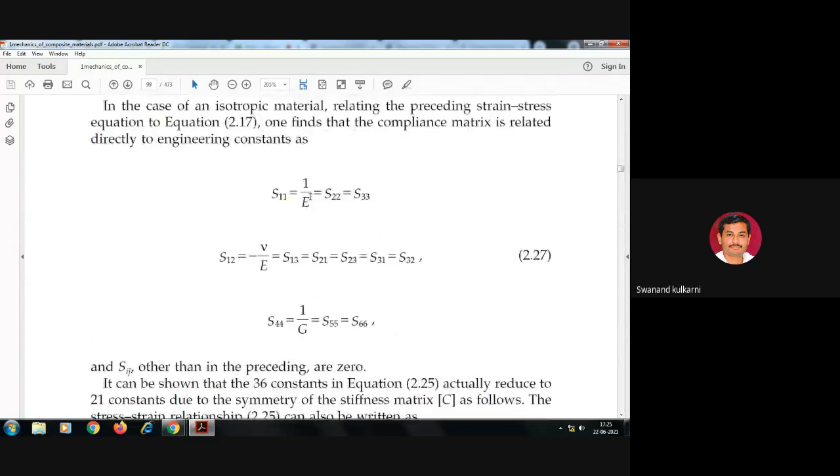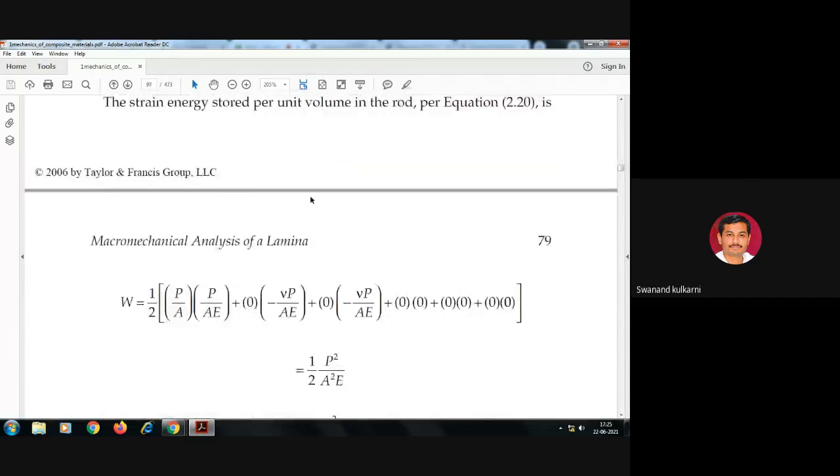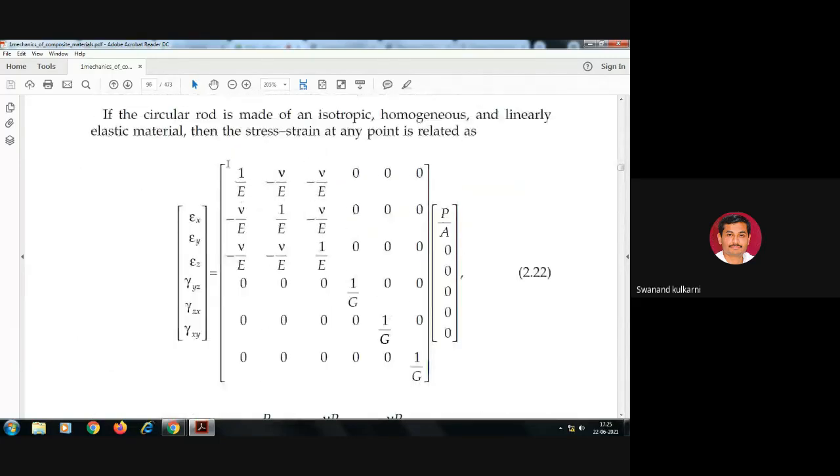and in that case the stress and strain relationships are given in terms of 1 upon E, minus mu upon E, minus mu upon E, 0, 0. So the 0 0 0 indicates that if I want to identify the epsilon x, the strain along x direction, it is related with each and every element like this, means first row into first column. That multiplication we are going to do here.